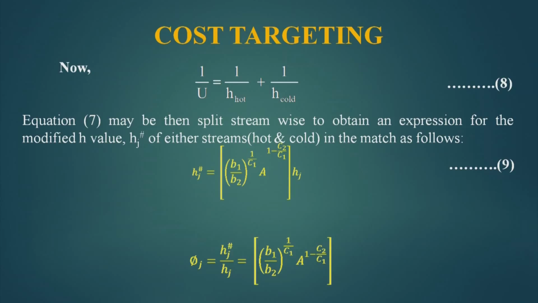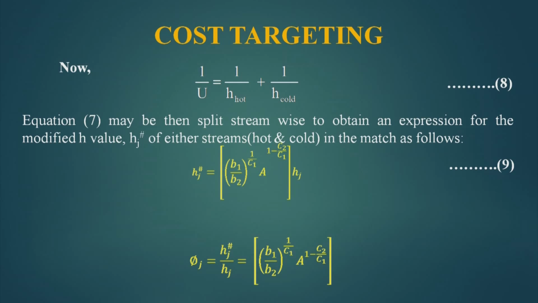So, we have been able to find out a relationship between H j hash and H j. Now, the factor phi j which we have introduced in the first part of the lecture is a factor which will be multiplied to the stream heat transfer coefficient to take into account the speciality of the stream. So, Q j is now defined as H j hash divided by H j is equal to B 1 by B 2 to the power 1 by C 1, then into A to the power 1 minus C 2 by C 1.